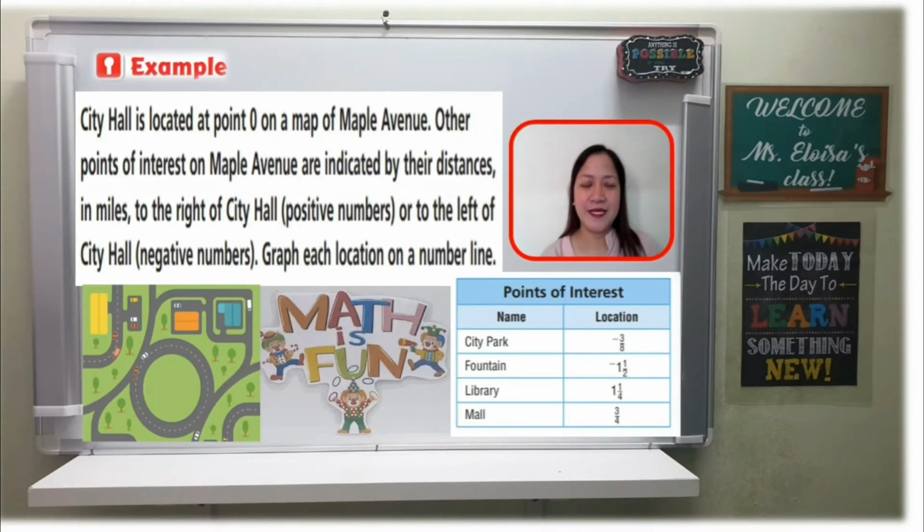Next example. City Hall is located at point 0 on a map of Maple Avenue. Other points of interest on Maple Avenue are indicated by their distances in miles to the right of the City Hall, positive numbers, or to the left of the City Hall, negative numbers. Graph each location on a number line. So the City Park is located at negative 3/8. Fountain is at negative 1 and 1/2. Library is at 1 and 1/4, while the mall is located at 3/4.